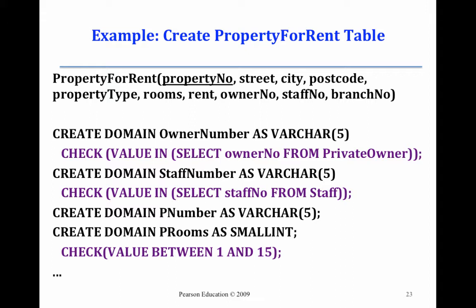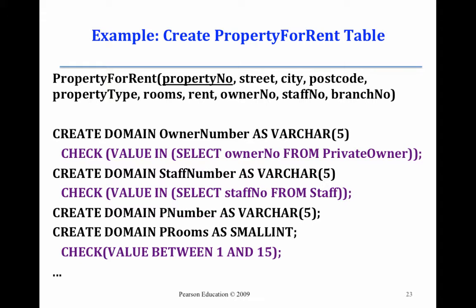So as an example, in the Dream Homes case study, there's a property for rent table, and this is how we could declare it. At the top are all of the attributes that are in the property for rent relation, and the underlined attribute is its primary key. Branch number and staff number and owner number are all foreign keys. We'd like to declare this table using SQL.